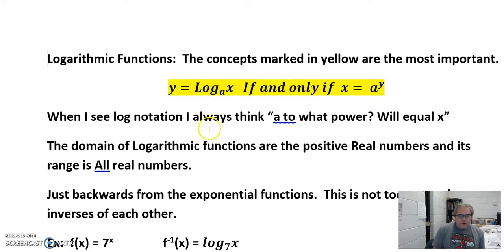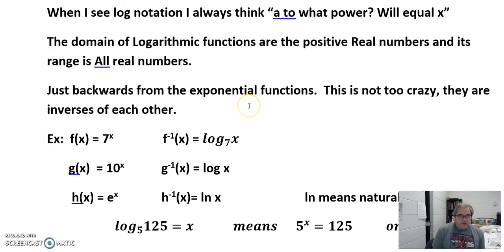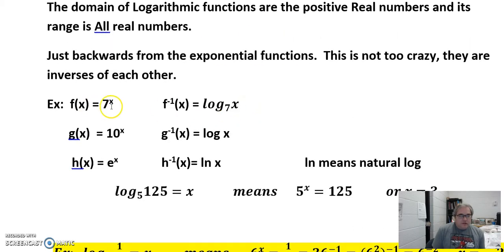The domain for logarithmic functions is all the positive real numbers, and its range is all real numbers. Well, if you think about exponentials, the domain's all real numbers, and the range is all positive real numbers. They're inverses of each other. So here's some examples of some inverses. f of x is equal to the exponential function 7 to the x. Well, f inverse is log base 7 of x. They're different functions, but they're really linked.